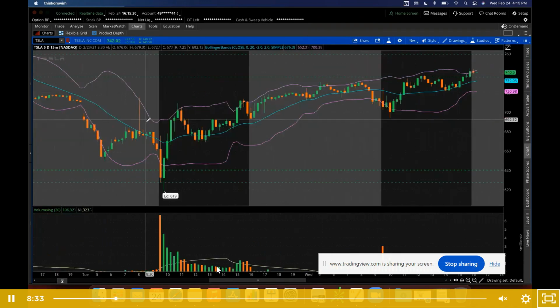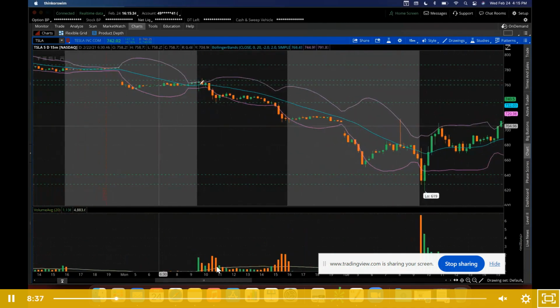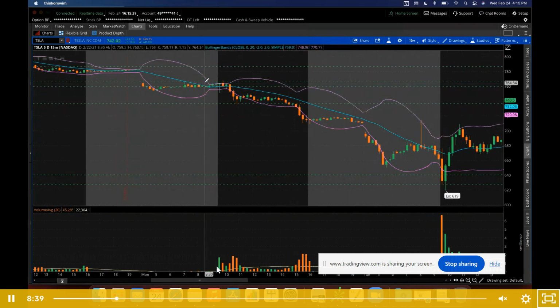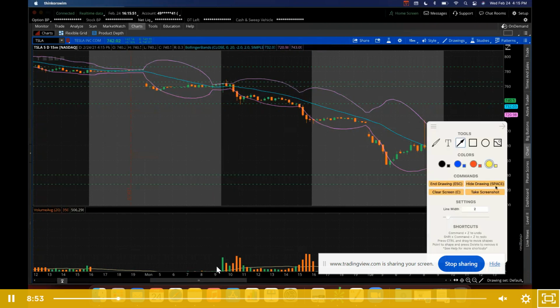Okay, so what I like to do is on a 15-minute, if pre-market we're moving like this, for example, if you take a look at Tesla right here, right? If pre-market the bands come very close to one another at the open, I'm not going to get into Tesla until it breaks out of this. Until it kind of breaks out in this particular manner, right?